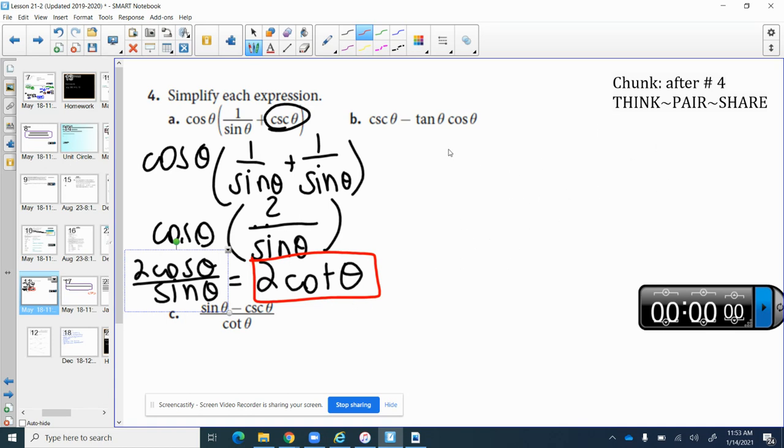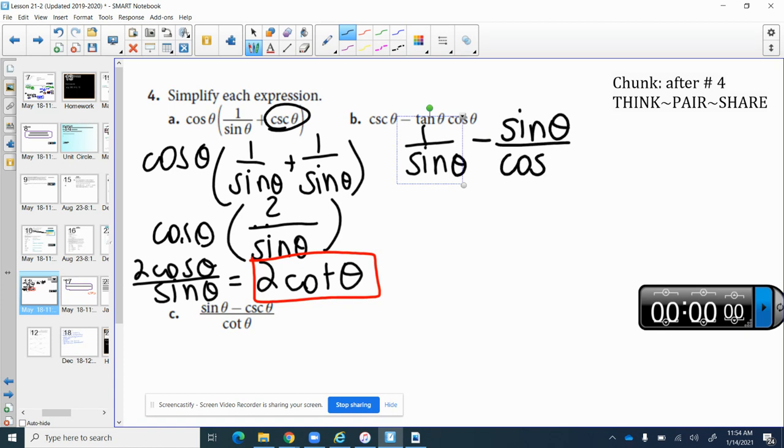The next example looks at cosecant theta minus tan theta times cosine theta. And again, a nice strategy to try to see if we can work some things together is rewriting cosecant as 1 over sine and then rewriting tangent in terms of cosine and sine, and seeing if anything simplifies.